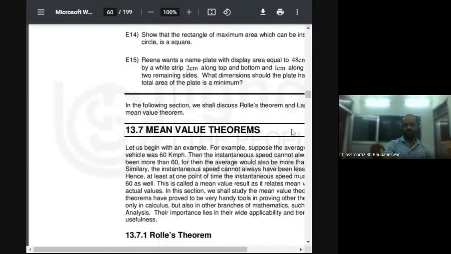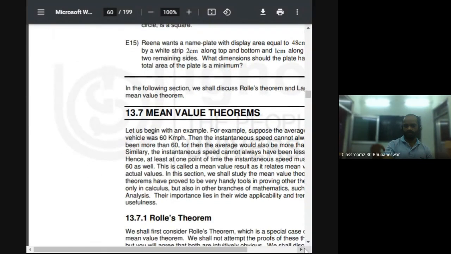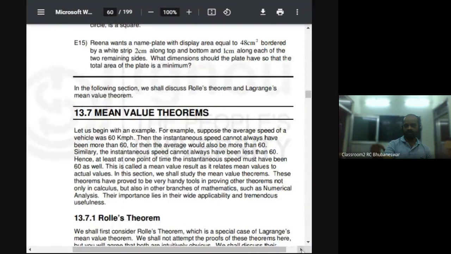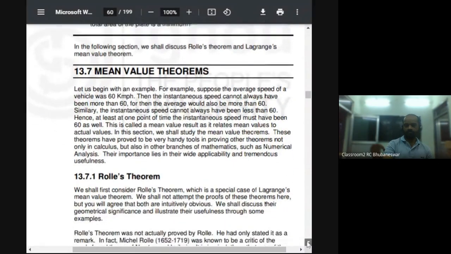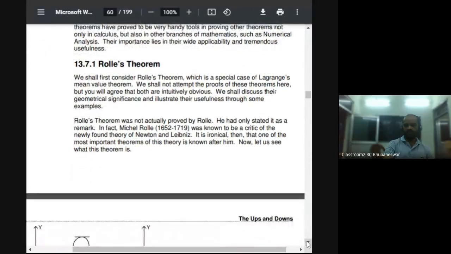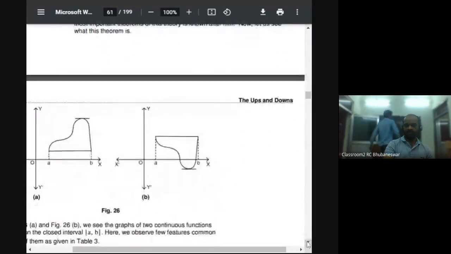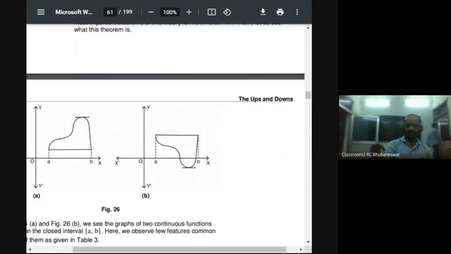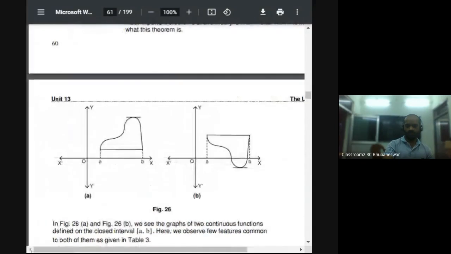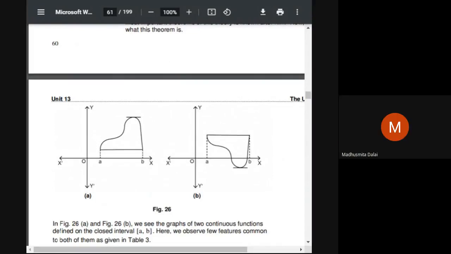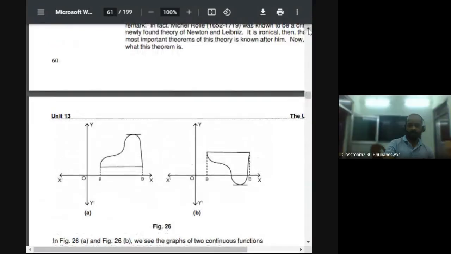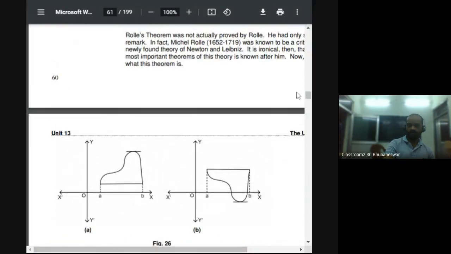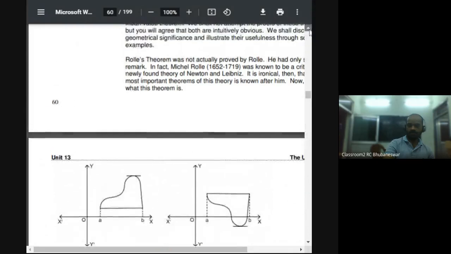So in the next unit, this is the mean value theorem. There are also the applications of the differential calculus. So Rolle's theorem, Lagrange mean value theorem and the intermediate value theorem are the main focus of this particular unit. Our time is over, but if all of you wish, then we will continue for a while.